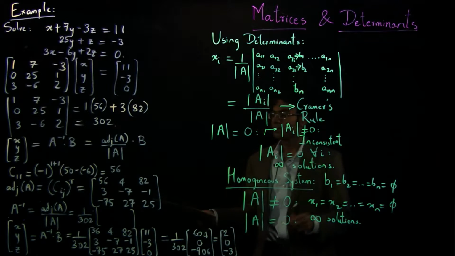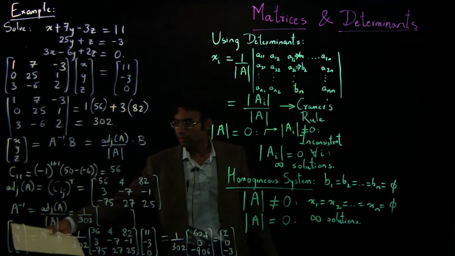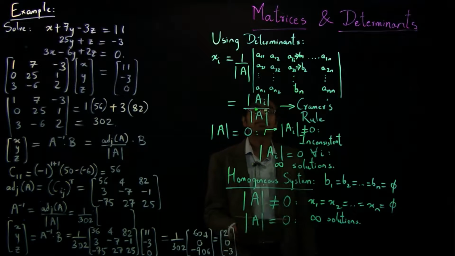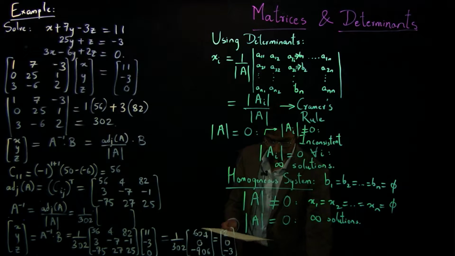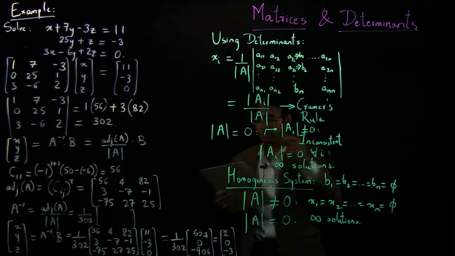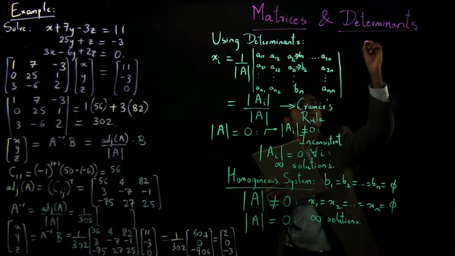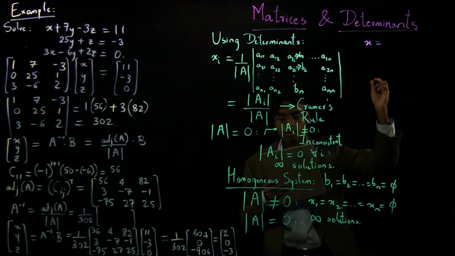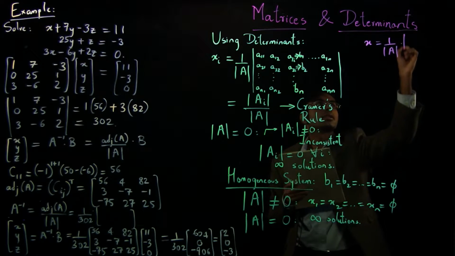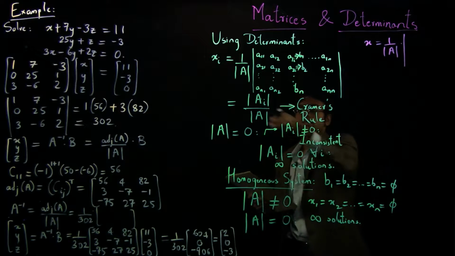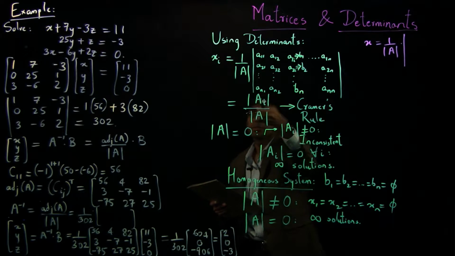Okay, so now that we have looked at the matrix method to find out the solution of the unknown variables x, y, and z, let's see how to use Cramer's rule for this purpose. Cramer's rule is even simpler. So using Cramer's rule, we know that x equals 1 over determinant of A times this substituted determinant, and let's see what we mean by this substitution.